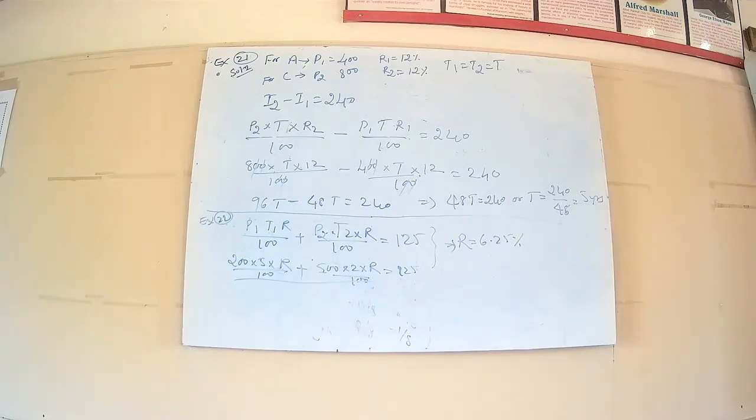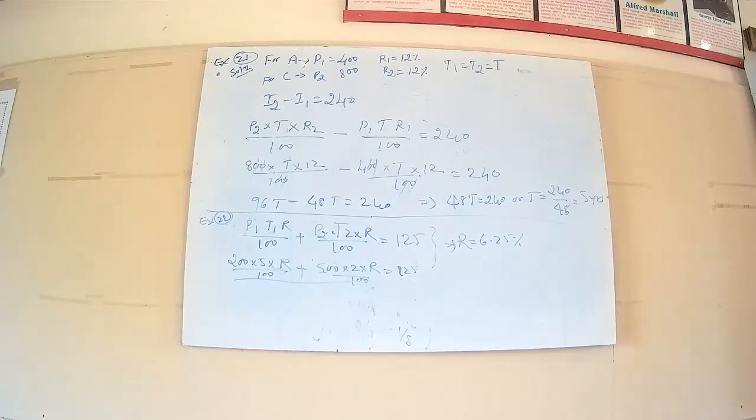Next is example number 22. Actually, shall I give this for homework? I will give it, however I will give the clue for this. A person invests a sum of rupees 200 in simple interest for 5 years and rupees 500 for 2 years. The rate of interest is the same in both cases. If he altogether receives rupees 125 as simple interest, find the rate of interest R.